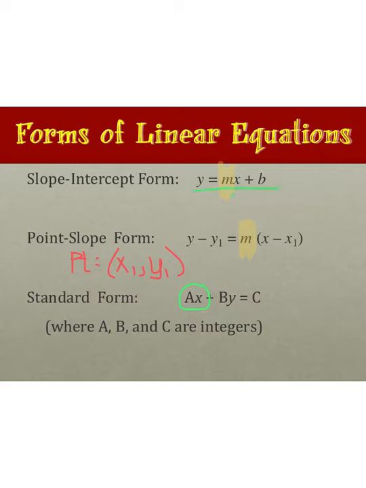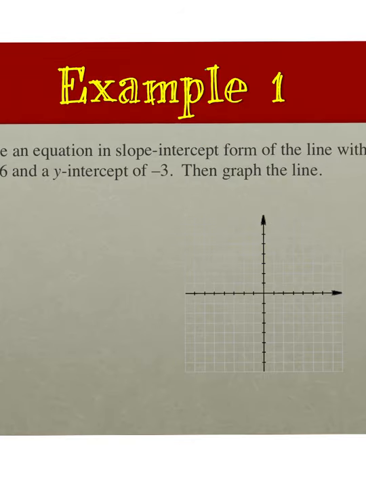It is when it's in slope-intercept form. Yes, the number in front of x would be the slope. In point-slope form, slope is in front of the parentheses. That's always going to be the case. Standard form does not have that.